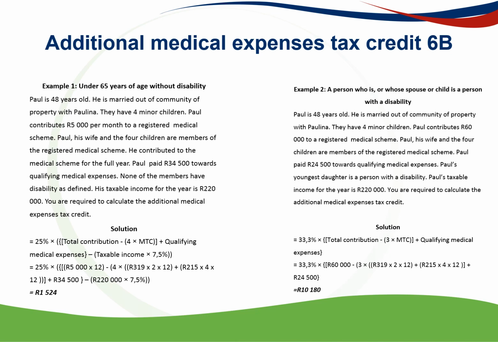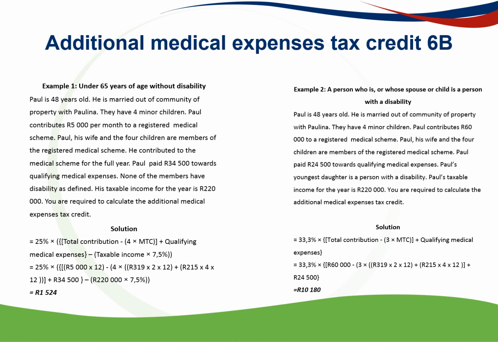You add that to this amount, and then you take 7.5%. So whatever is above 7.5% of your taxable income, you take 25% of that, and you get your Section 6B rebate. So this is a formula, and again, there's an example on the slide, which if you follow step by step, is very self-explanatory. And then the last one, which is the difference.